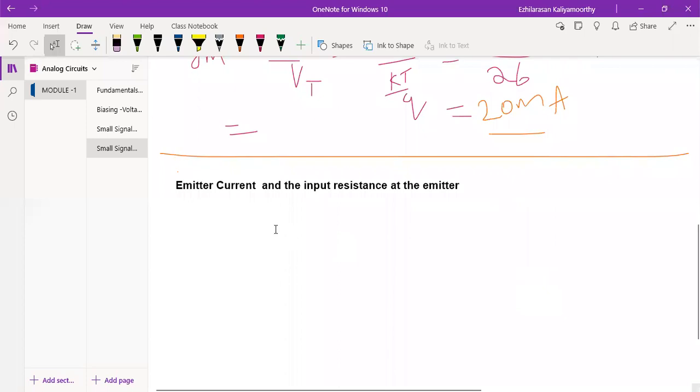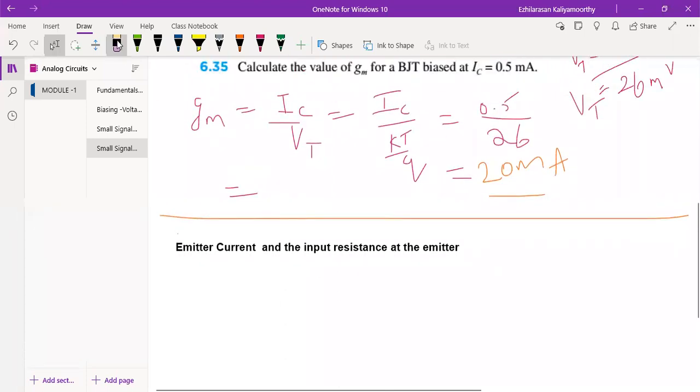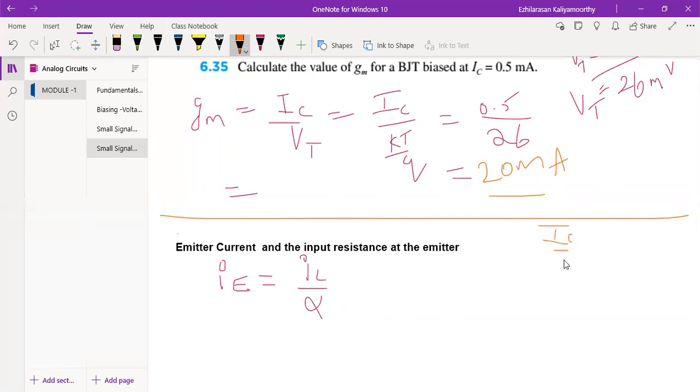Now for the emitter current, simple, we can say here there is a relation you have to remember: small ie, the signal component, is equal to ic by alpha. There is a relationship between these, nothing but simple. We know already that IC by IE is equal to alpha. So from this I am writing ie is equal to ic by alpha.